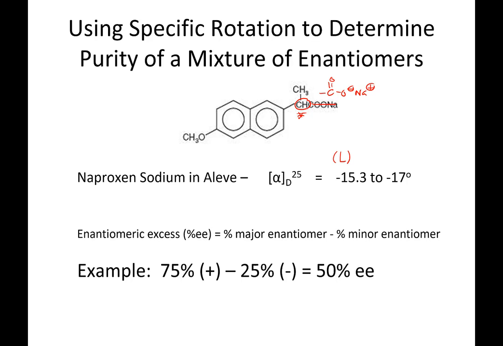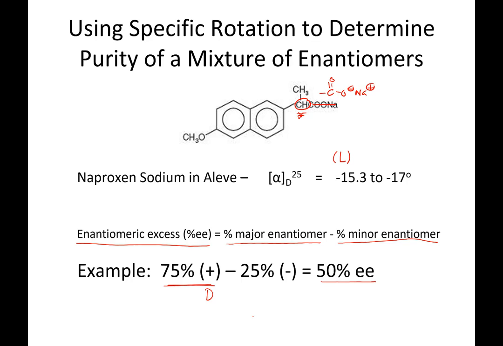Okay. So oftentimes what we do is we use the optical rotation to determine what's called the enantiomeric excess. And the enantiomeric excess is just a term that says the percentage of the major isomer minus the percentage of the minor isomer. It's the excess one is of the other. For example, if you had a 75%, 25% mixture, it would be 50% in enantiomeric excess. The sign of the major component would be the sign of the mixture. And what I mean by that is, if the majority of the component was D, that means the solution would have a positive rotation. If a majority of the mixture was L, then it would have a negative rotation.